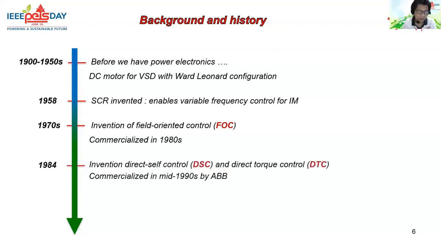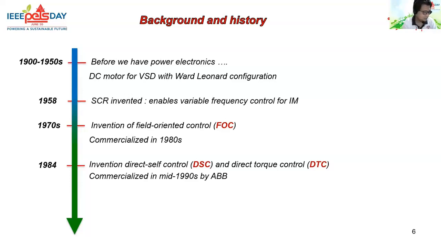And then a second breakthrough in AC drives, I would say, was the invention of direct torque control in 1984 and direct self-control, which are basically almost the same control strategy, developed in different parts of the world. One in Germany, the other in Japan, but they published the papers around the same time, in 1984 and 1986. It was then commercialized by ABB in the 1990s.